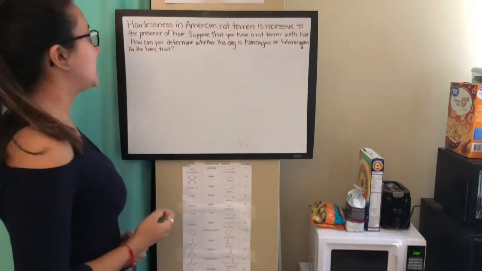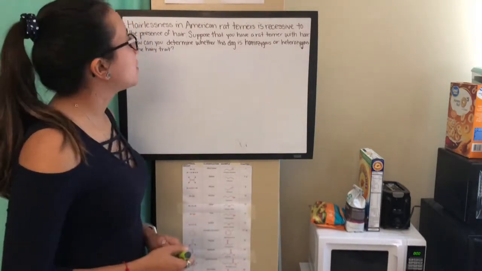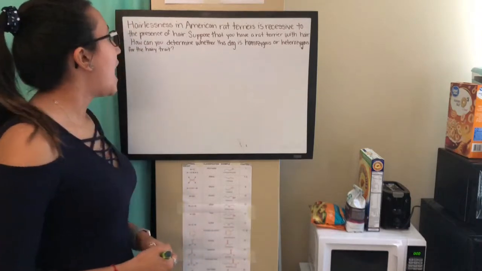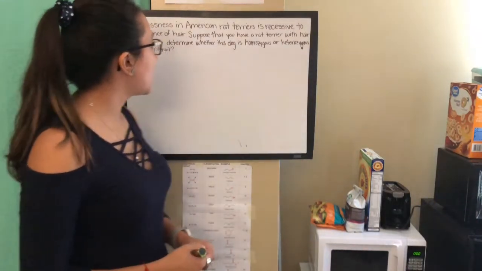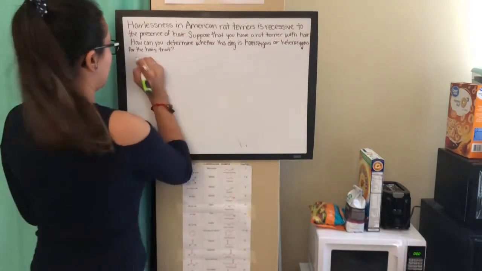It reads, hairlessness in American rat terriers is recessive to the presence of hair. Suppose that you have a rat terrier with hair. How can you determine whether this dog is homozygous or heterozygous for the hairy trait? Well, the first thing that we want to remember is a test cross.